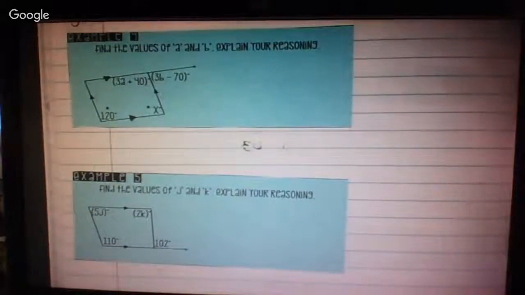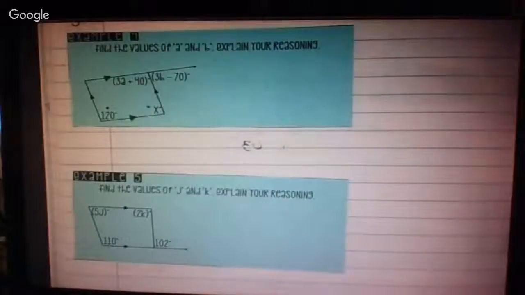What kind of relationship does 120 and X have? They're equal to 180. What kind of angles are these? I agree that they equal 180.